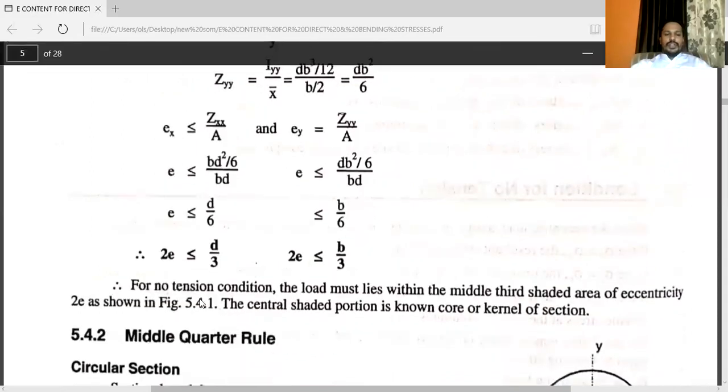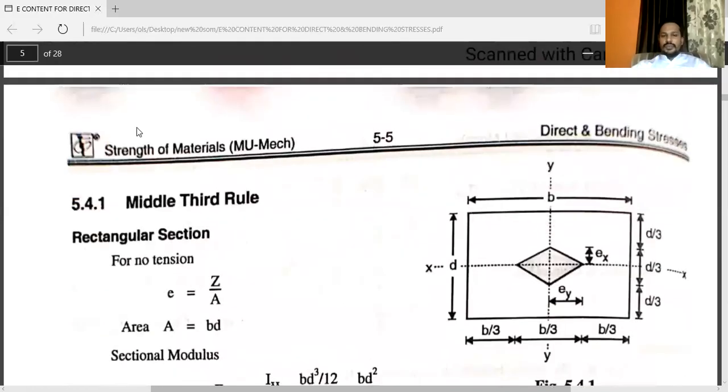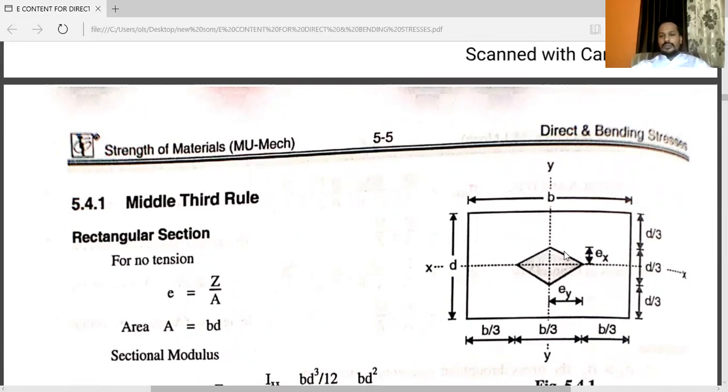For no tension condition, the load must lie within the middle third shaded area of eccentricity 2e as shown in figure. Central shaded portion is known as core or kernel of section. You can see here, this is the middle third rule. So very, very important. And see here, the distance is d by 3. This distance is d by 3.